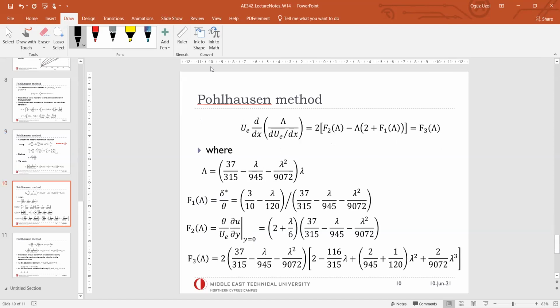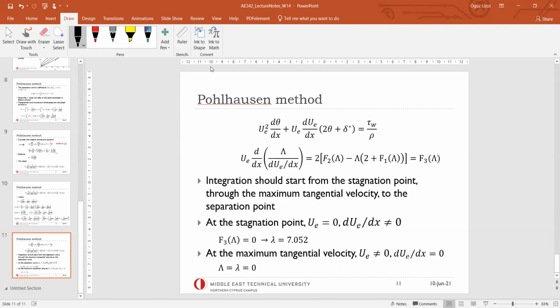There is a methodology for integration, but I'm not going to go into that. I think this much detail is enough in the context of this class. So we would like to integrate this, and we have this equation here. As it's written here, integration should start from the stagnation point, through the maximum tangential velocity, and to the separation point.